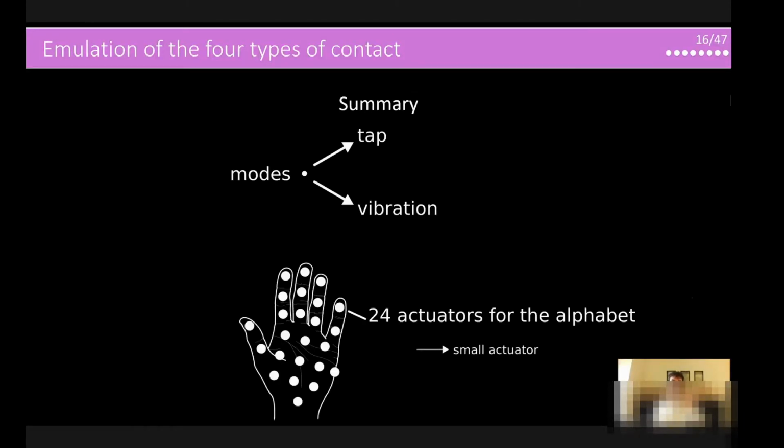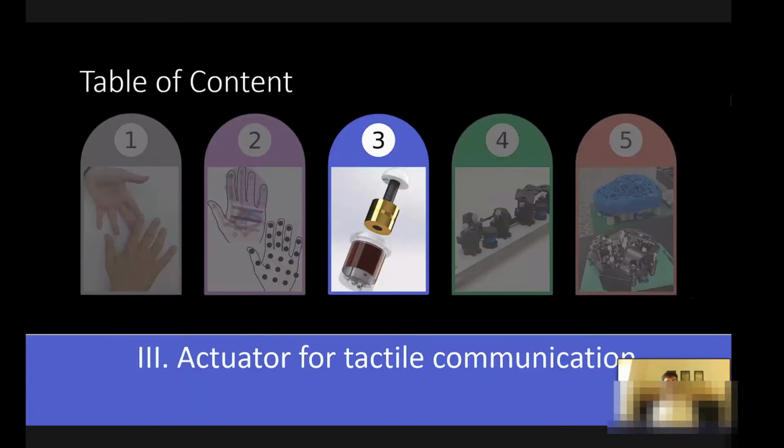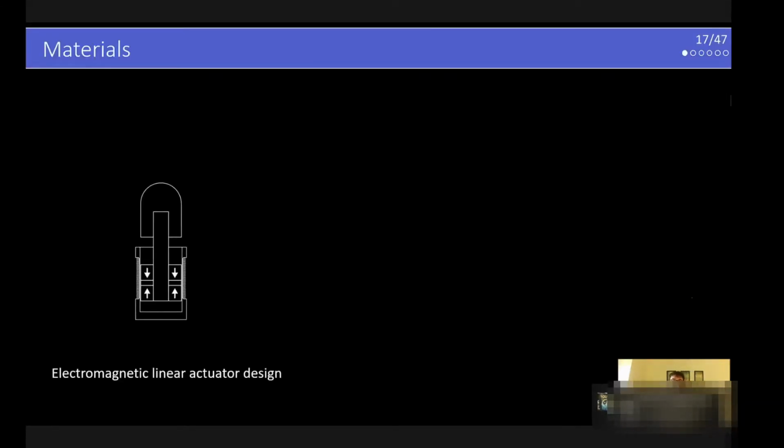To sum up this section, we need to have an actuator that can do a tap, but also that can vibrate. And we should place 24 actuators under the hand in order to reproduce the entire alphabet. So it also implies that the actuator design should be small enough to accommodate this number under the hand. Unfortunately, there is no commercially available actuator with these features, so we decided to make our own actuator.